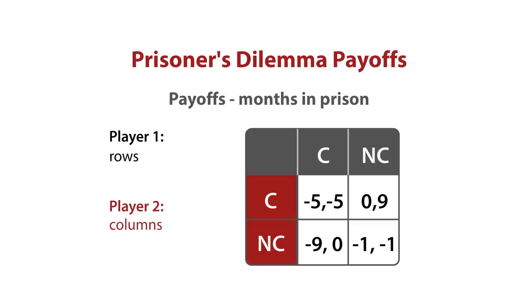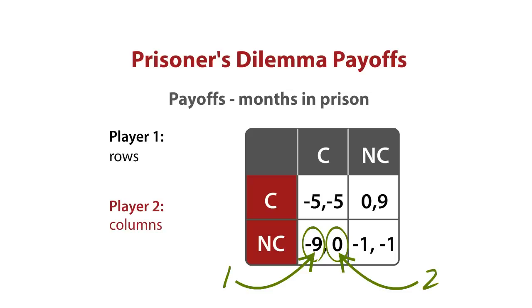So, for example, if player 2 chooses to confess and 1 does not confess, then what happens is that because 2 confessed and 1 didn't, 2 gets turned free. So his payoff is 0. 1, who didn't confess when 2 did, gets sent to prison. In our matrix here, we have him going to prison for 9 months, and we have a minus sign on that because more time in prison is worse than less time in prison.